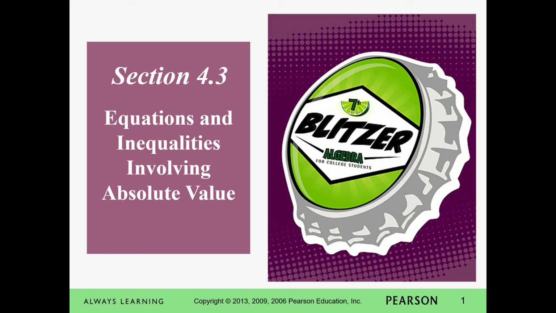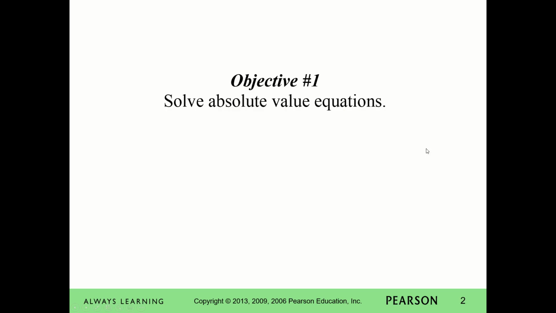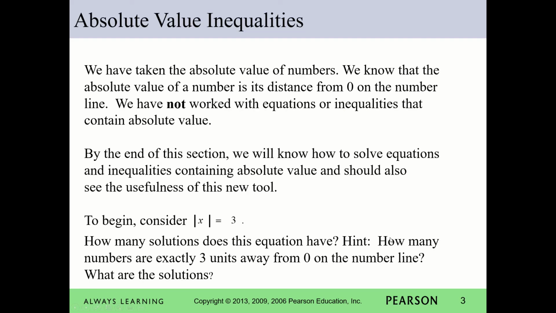So let's start on 4.3. This is equations and inequalities involving absolute value. So let's look at solving some absolute value equations. We have taken the absolute value of numbers before. We know that it's the distance away from 0. So let's look at something like this.